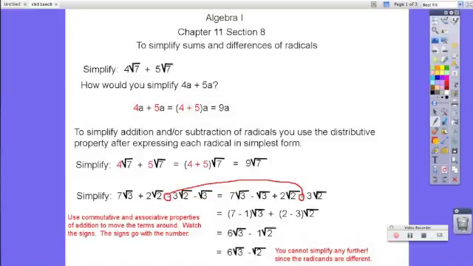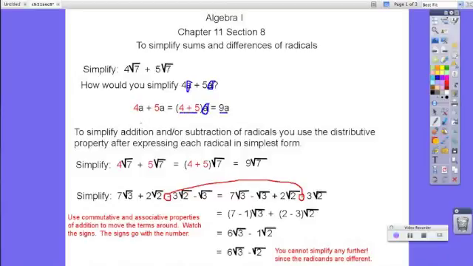Let's think about simplifying 4a plus 5a. Remember that what we did is find the common factor, which is a. Each term has the common factor of a. We took that to the outside, and on the inside of the parentheses we put 4 plus 5. This is the distributive property, because a times 4 is 4a, a times 5 is 5a. This allows us to simplify it to 4 plus 5, 9a.